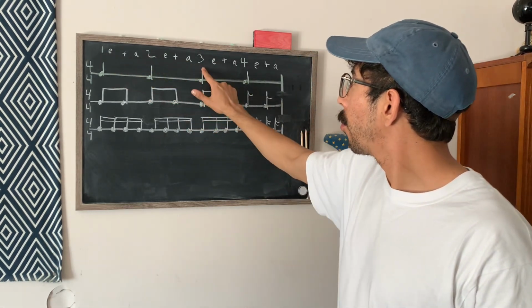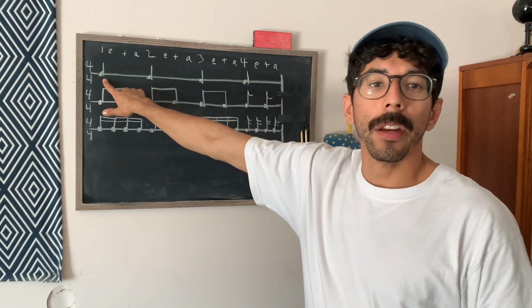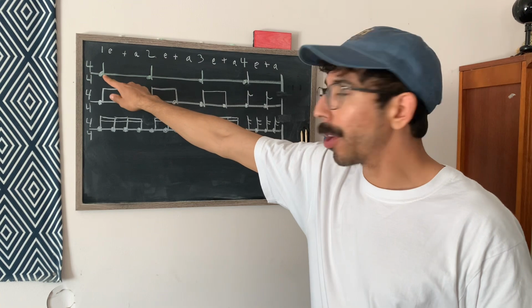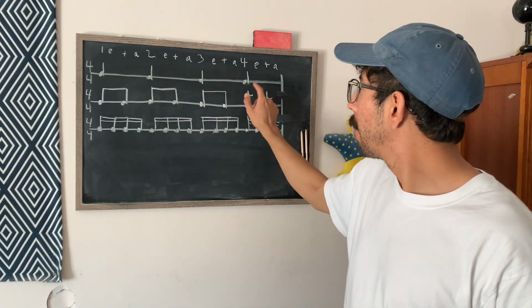1, 2, 3, 4. Now in 4/4, one quarter note is going to equal 1 beat. So for the first one, we're just counting quarter notes. We're going to go 1, 2, 3, 4.